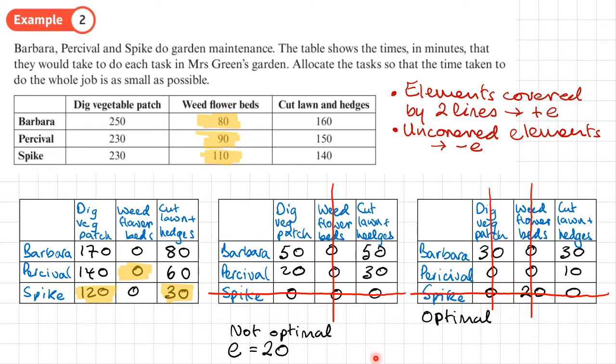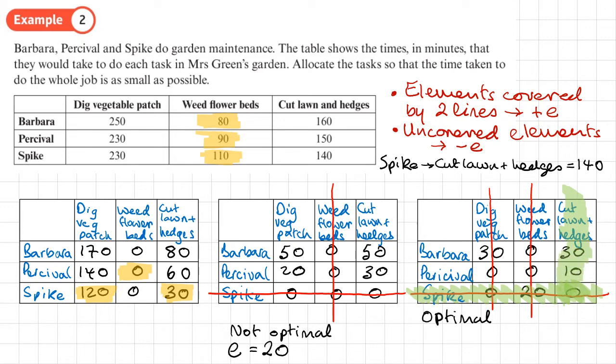So since there is only 1 0 in this column, that means we're going to allocate Spike to deal with cutting the lawn and hedges. And that is a cost of 140 minutes. So Spike and cutting lawn and hedges is dealt with. I think I might actually highlight this a different way so I don't end up picking people twice. Okay, so that's used up.